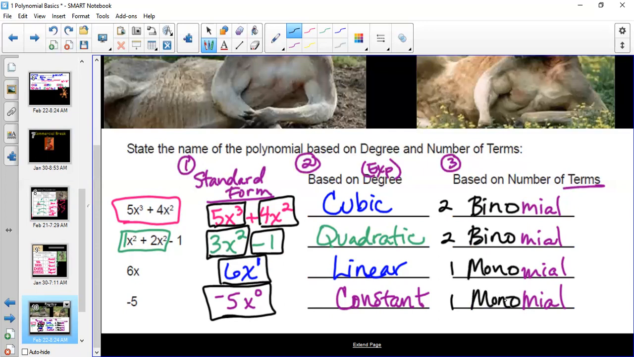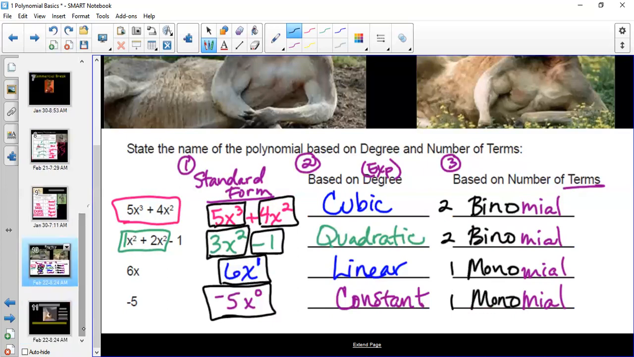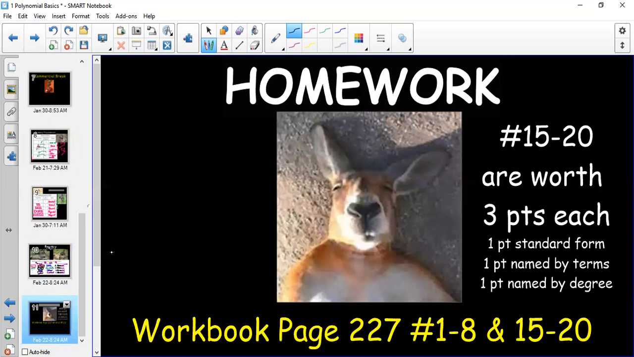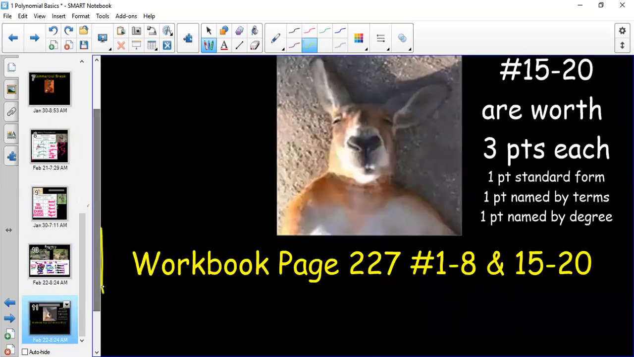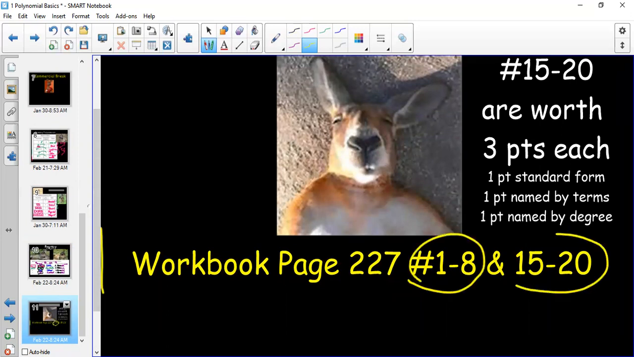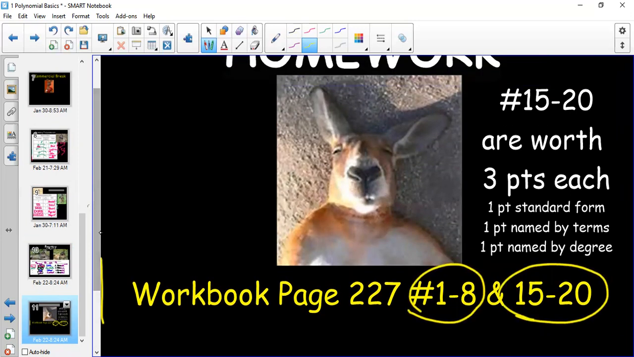For those. And that's going to be kind of the second part of your homework tonight. If you guys have any questions, please don't hesitate to reach out. Like I said earlier, you do not have to do the entire homework. It is a workbook page that I have copied and posted. You're going to do numbers 1 through 8, and you're also going to do 15 through 20. And like I said, don't forget 15 through 20, you have to do 3 things. First off, put them in standard form, then name the number of terms, and also name by the degree.